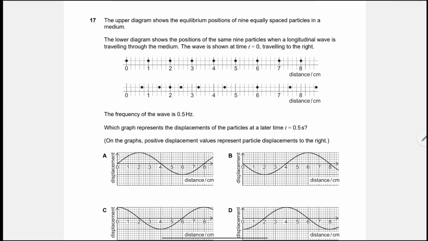Okay, so here we go. The upper diagram shows the equilibrium positions of 9 equally spaced particles in a medium. The lower diagram shows the positions of the same amount of particles in a longitudinal wave. It's like sound, so it's like compressions and rarefactions traveling through the medium. The wave is shown at time t equals 0, traveling to the right.